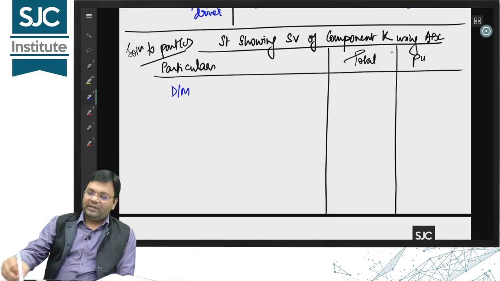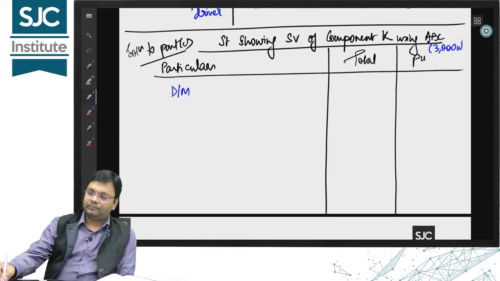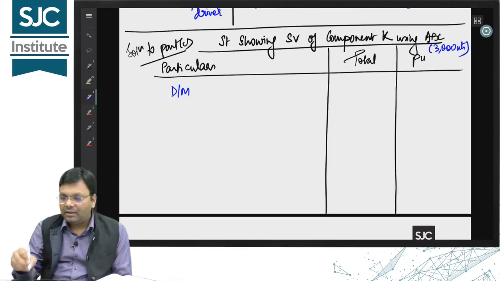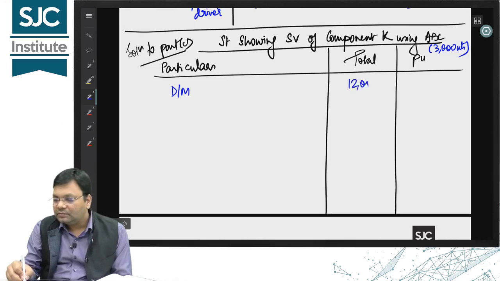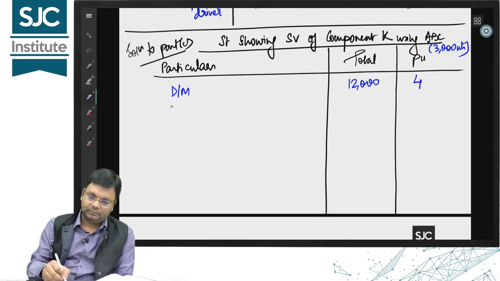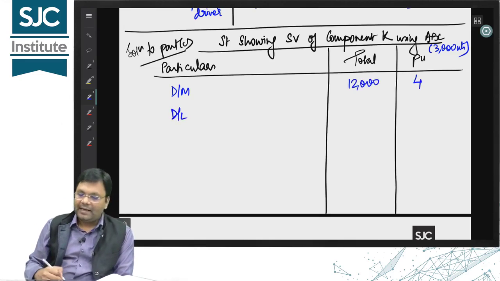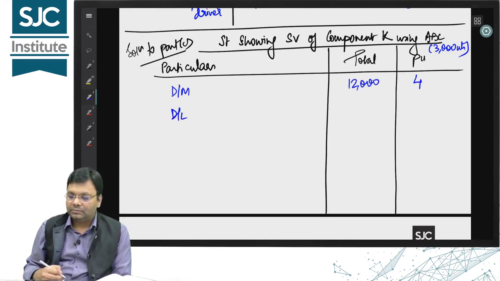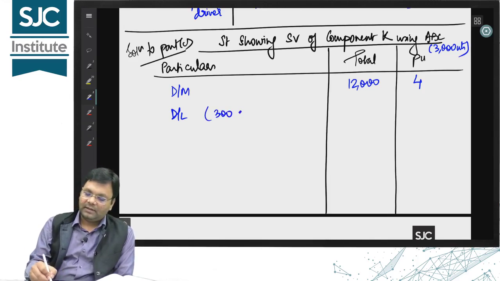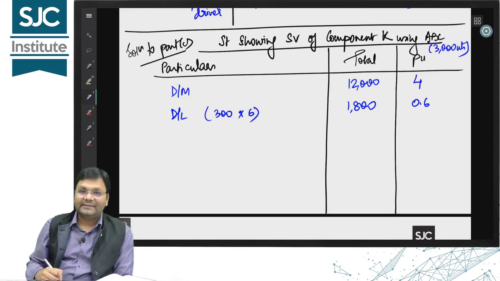So for component K, we are working for 3000 units, okay. For 1 quarter we are finding the quotation. Check direct material, it is 12,000. Divide by 3000 is 4. Direct labor, it is 300 hours. Rate would be same, 6 rupees. So 1800 divided by 3000 is 0.6.